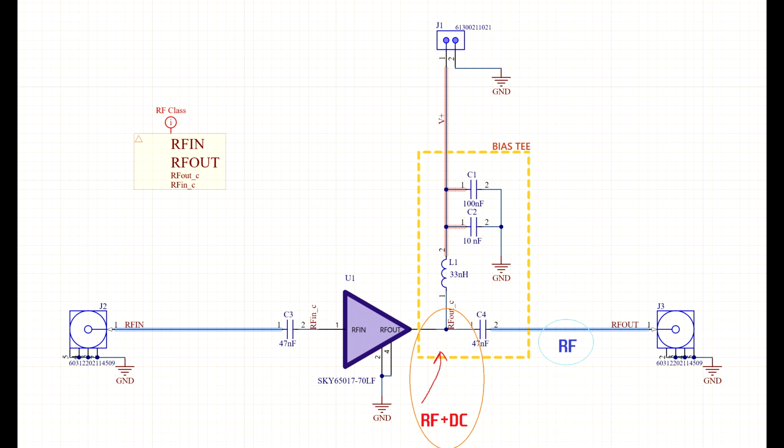The bias T is a mechanism that allows us to power the amplifier through the same port where it outputs the amplified RF signal. The inductor L1 blocks the RF signal from being lost through the DC path, and the capacitor C4 blocks the DC from leaking into the output RF port. The inductor used has a value high enough to offer high impedance to the RF, thereby preventing it from taking that path.